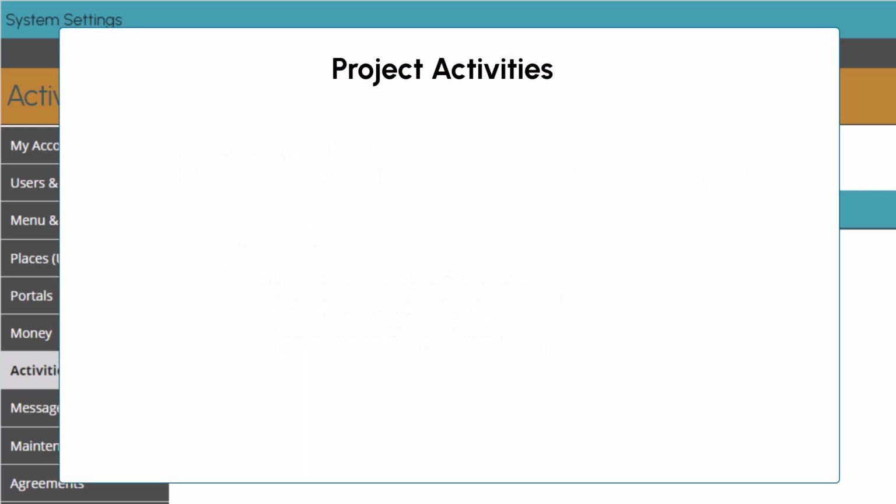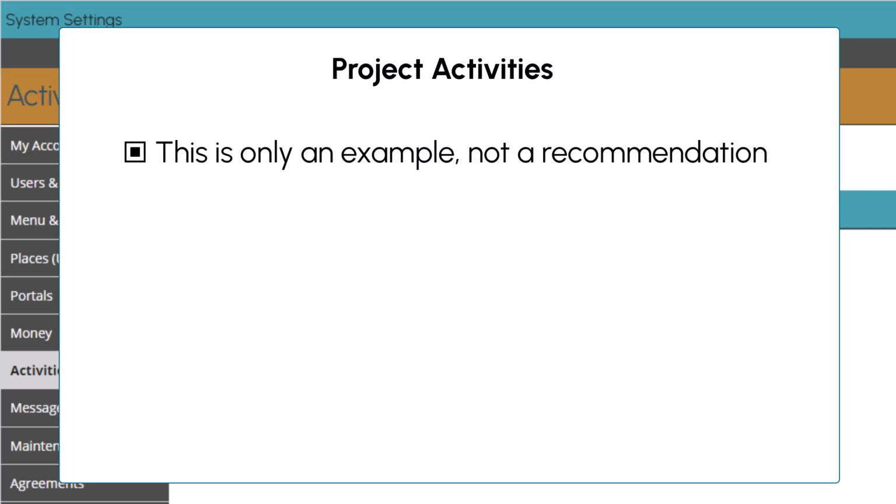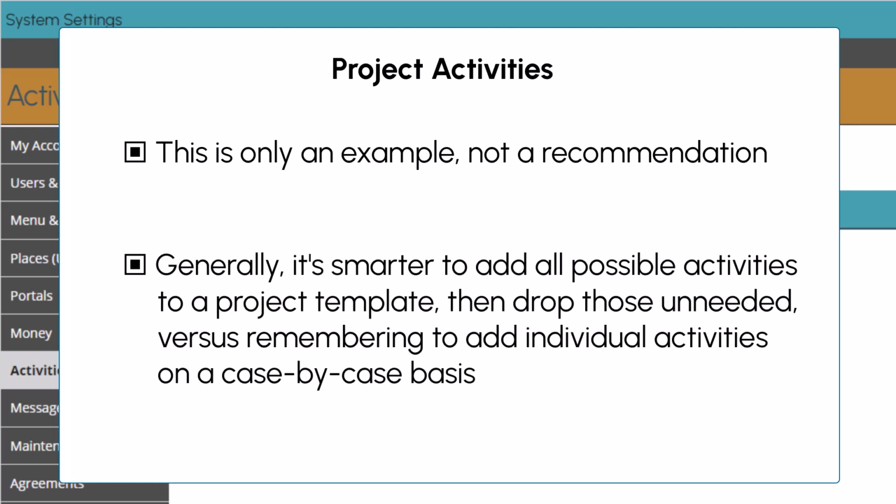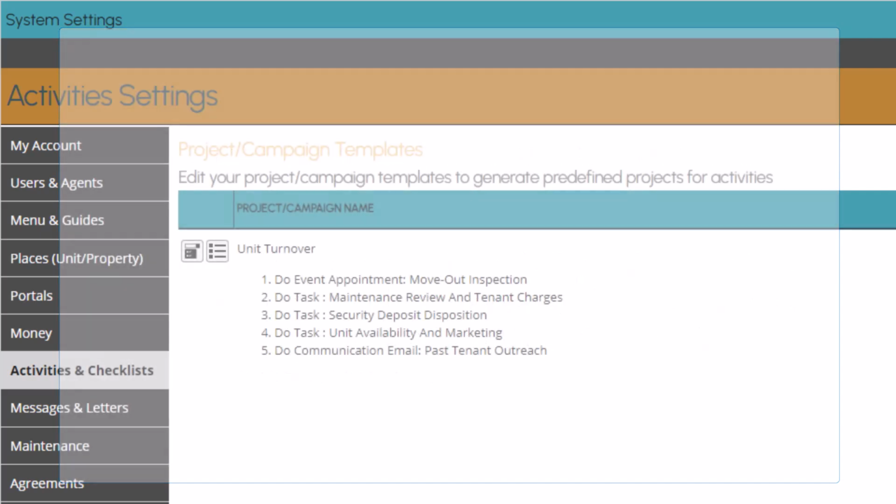Obviously, we know there are typically many more pieces to a unit turnover, like rekeys, deep cleans, consultation with the owner on recommended improvements, and more. Hopefully these 5 activities are sufficient to help you understand the concept. As a general rule, from a project management perspective, it's wise to add every possible activity to the template. On each move-out, when you create the project, you can review all of its activities and drop the ones that aren't needed in the specific case.